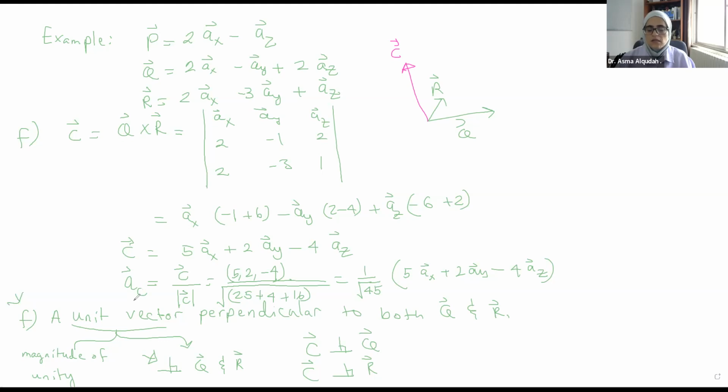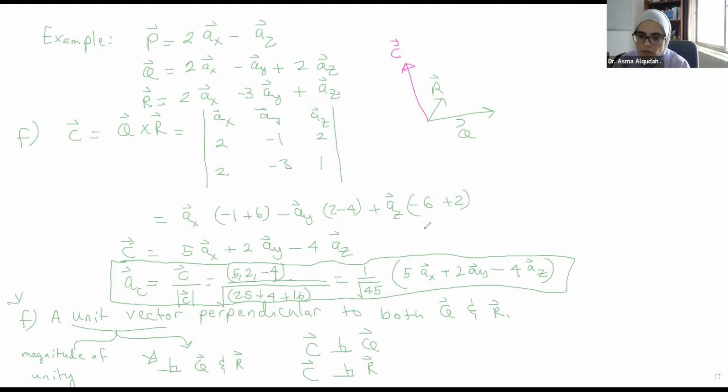So this unit vector A sub C is the answer for part F. It's a unit vector. It has a magnitude of 1, and its direction is perpendicular to both Q and R. And if you want to make sure that your result is correct and that A sub C is really perpendicular to Q and R, you can perform a dot product between A sub C and Q, and the dot product should give you 0. And you can have a dot product between A sub C and R, and it has to have a result of 0 as well.